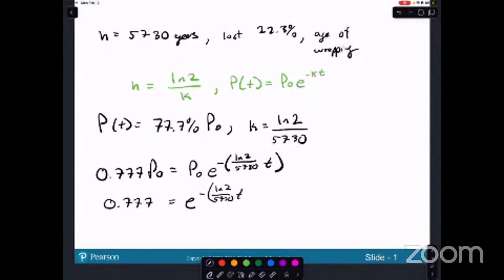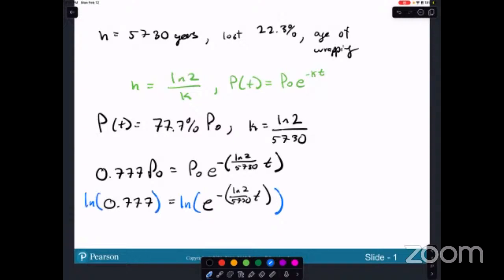So at this point, we have one equation, one unknown, so we can solve. If we want to get that out of the power, we take the, hopefully you're thinking, natural log on both sides. I'm going to keep it exact until I get to the very end. The natural log is going to cancel out the E, and this allows us to bring this out of the power. So then we have negative natural log of 2 over the 5730 times T equals the natural log of 0.777.